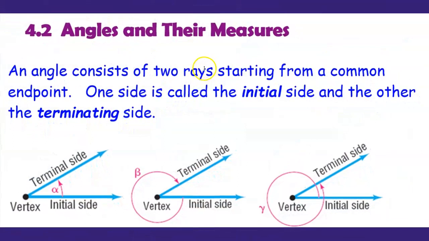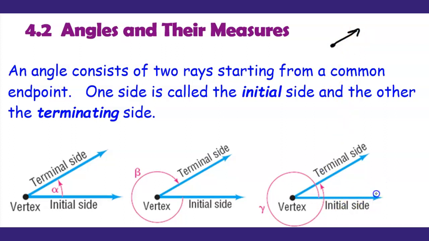An angle consists of two rays starting from a common endpoint. One side is called the initial side and the other side is called the terminating side. Just a quick review: a ray is a line in one direction from a point. It has a starting point and goes in one direction. The initial side is where it starts.